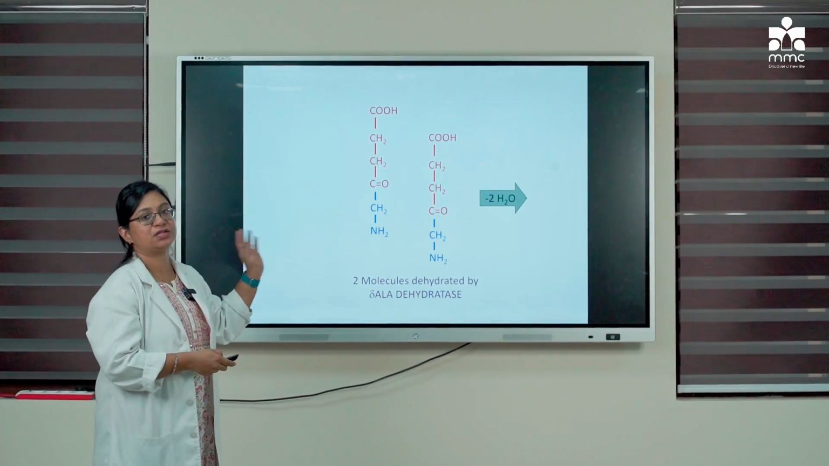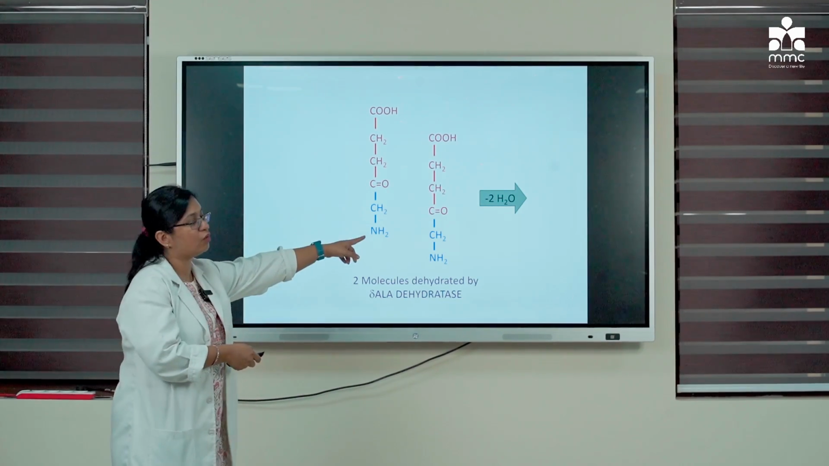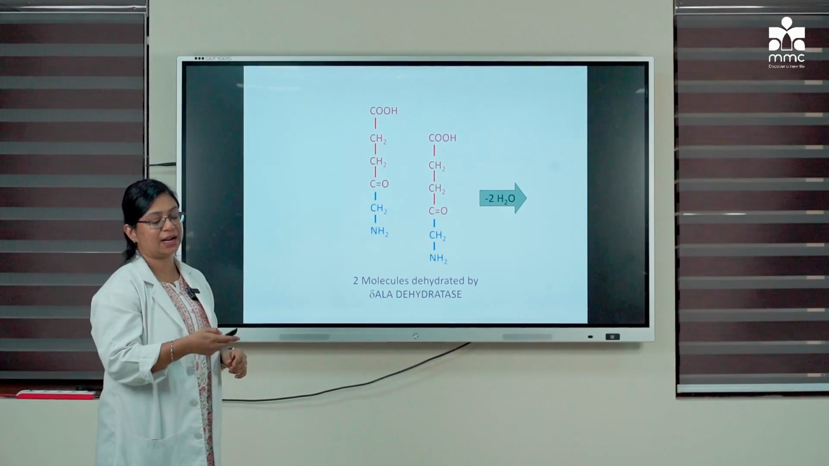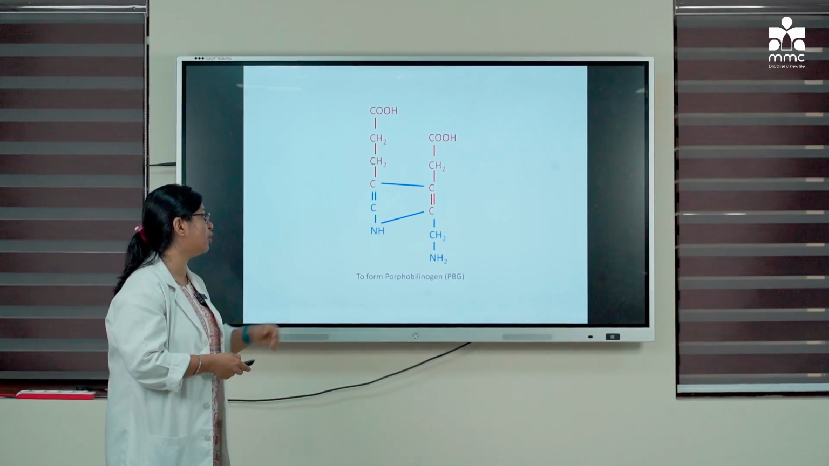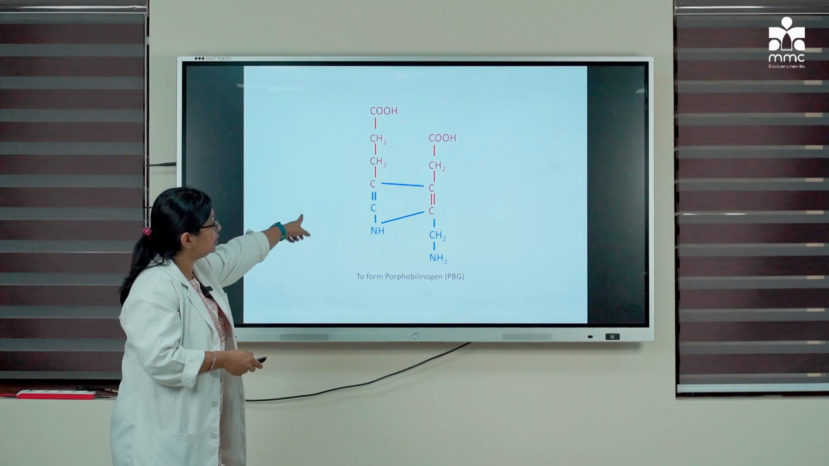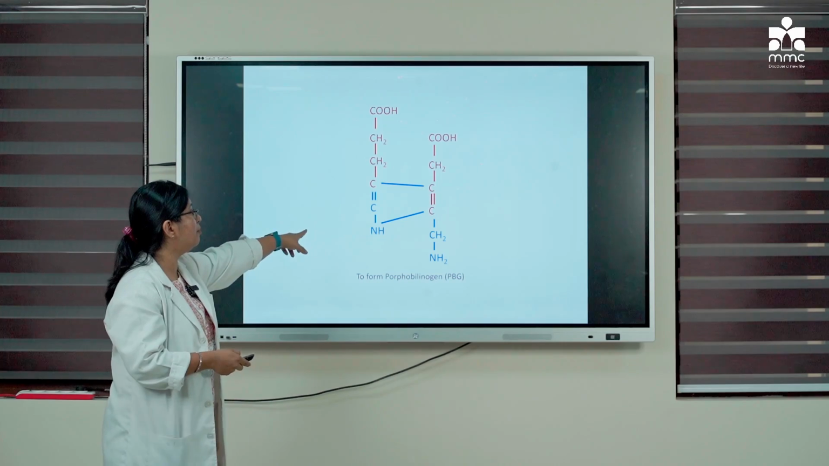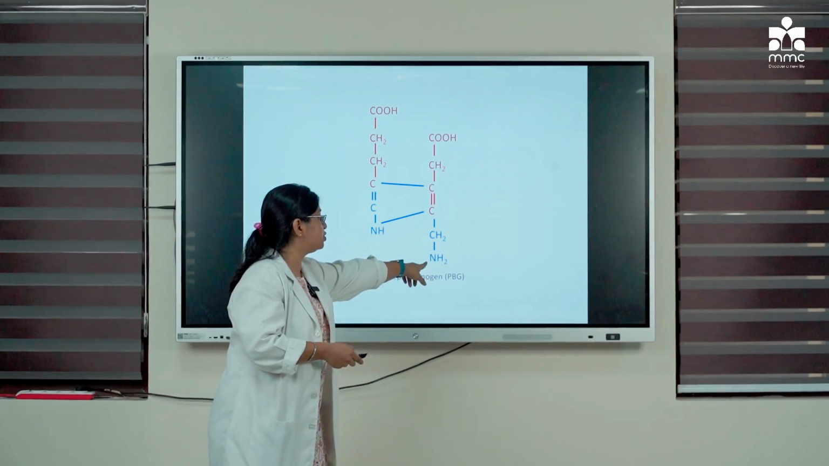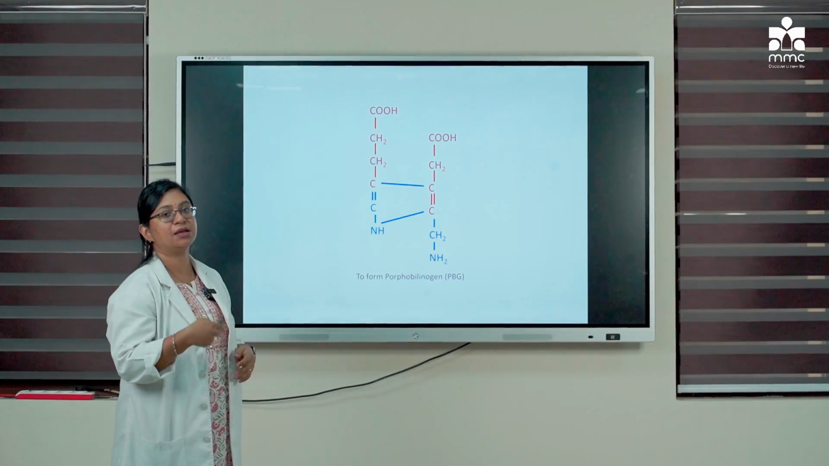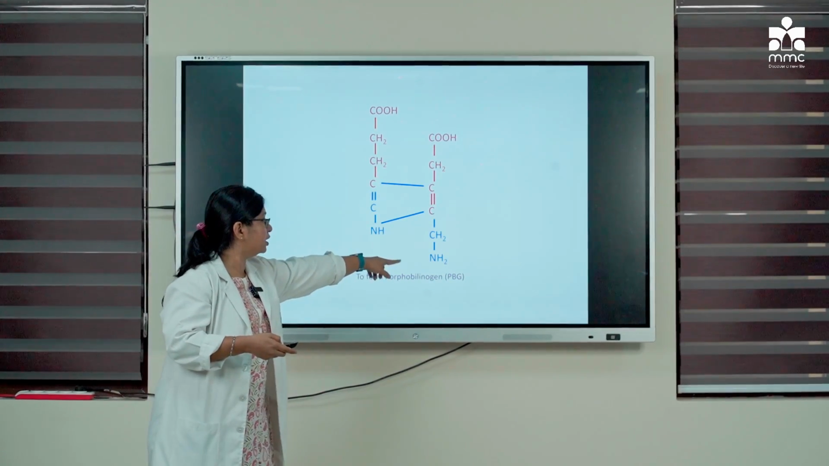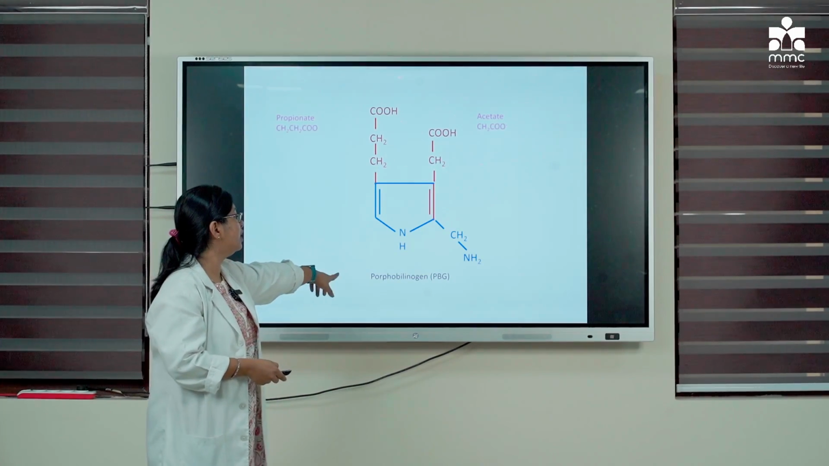So, now the second step: 2 ALA molecules, with loss of 2 water molecules. The enzyme is ALA dehydratase, and it is going to form the second product, porphobilinogen. As you can see, the ring structure has started to form, the first pyrrole ring has started to form, and make a note that there is an NH2 group. This is important because the next step is going to involve removal of this NH2 group. So, this is the structure of porphobilinogen.